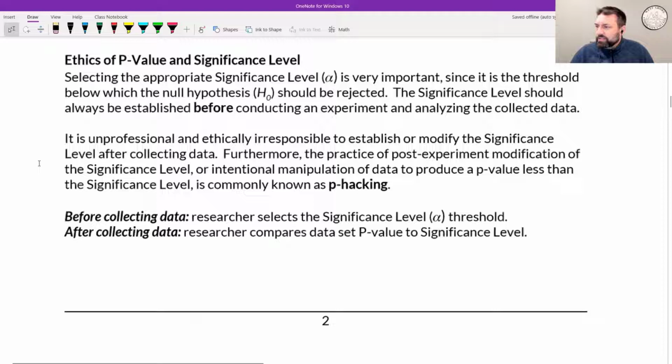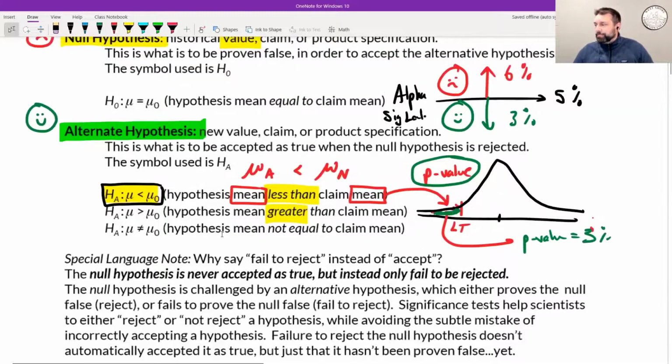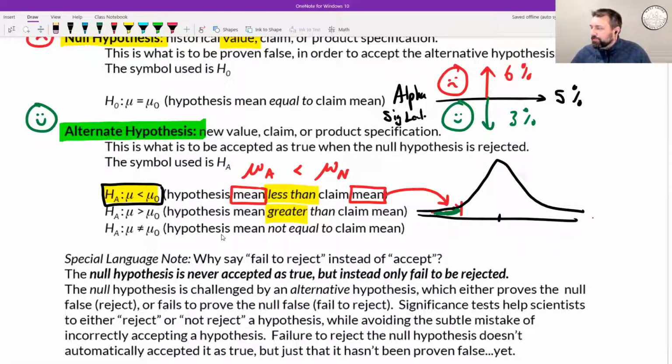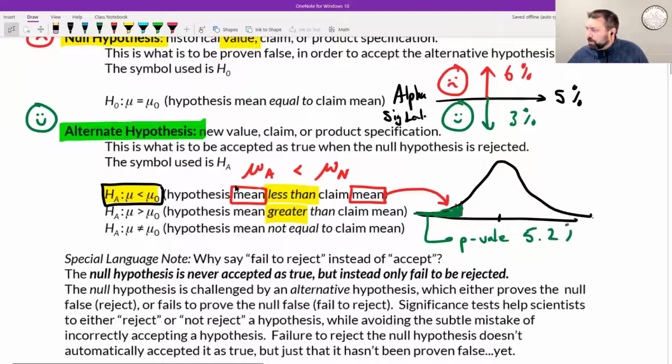There is one more thing to talk about, the ethics of finding the p-value. So let's say, go back up to this example. Let's say that you think it's less than. And so you've got your left tail right here. Here's the area under this left tail. Let's say this p-value comes in at 5.2%.